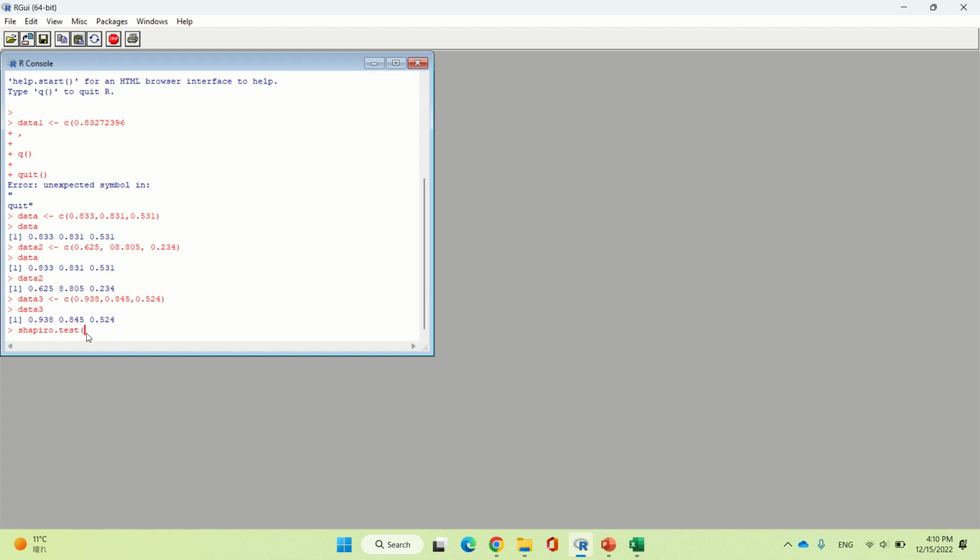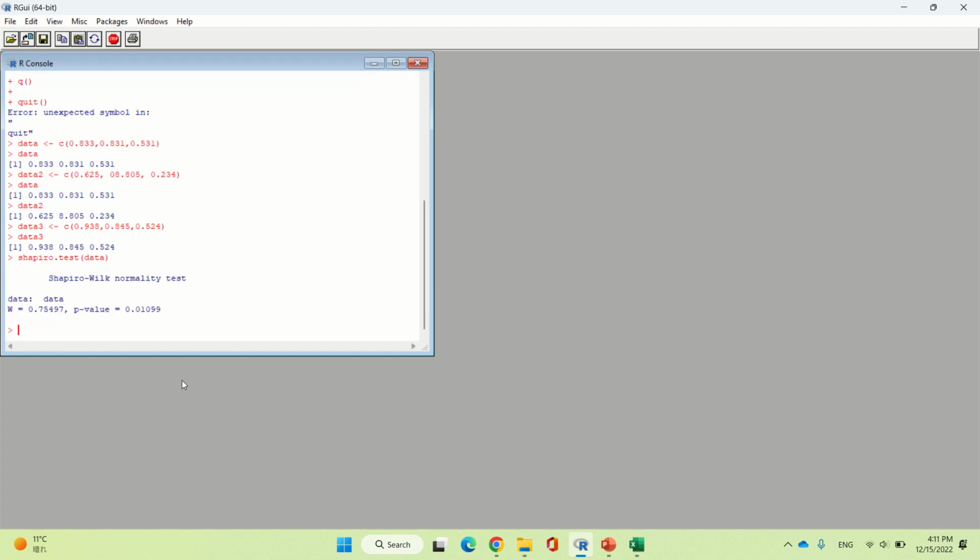So Shapiro.test in brackets, only data. This is called the argument. In the brackets is the argument. The argument is the data. Now data, bracket closed, and execute. Press enter.